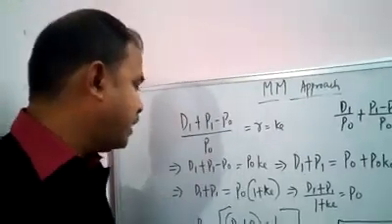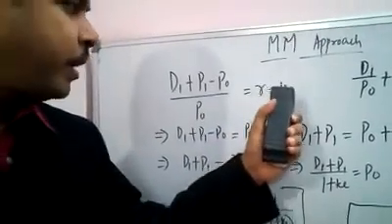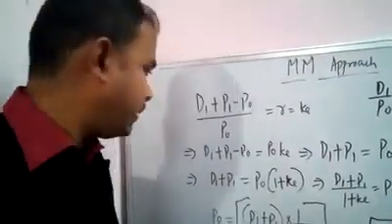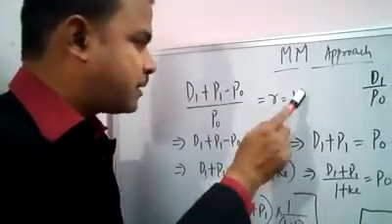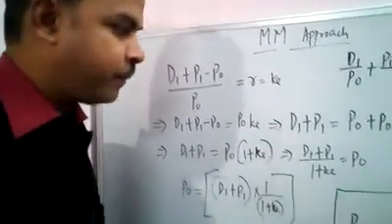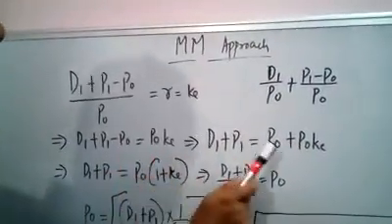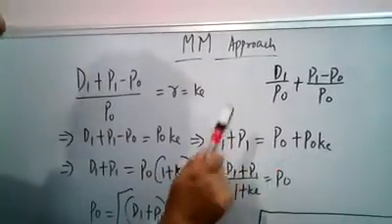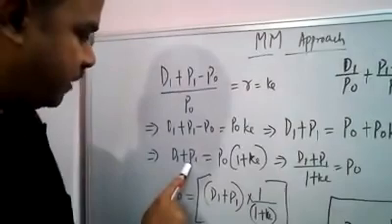So if D1 plus P1 minus P0 by P0 is equal to R, or for that matter K, I can expand the formula to this: D1 plus P1 minus P0. P0 goes here and it will get multiplied by K. It will be P0K. Done. Now come to this: D1 plus P1. P0 goes here, so P0 plus P0K.